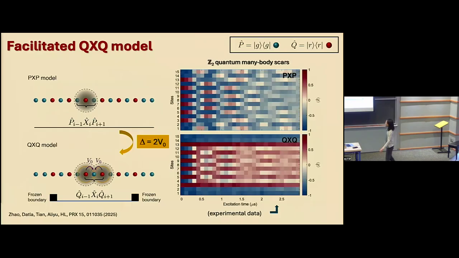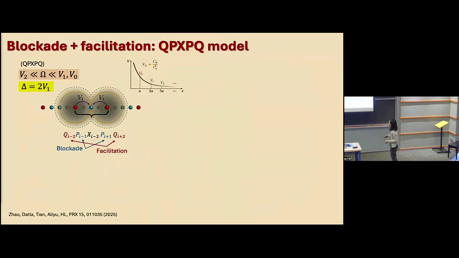But now immediately we run into a catch-22, right? It's actually non-trivial, it's impossible in fact, to have all these Rydberg atoms in a chain, precisely because you needed this Rydberg blockade to occur in order to realize the PXP model. Whereas in the QXQ it's actually trivial. So this starts to tell you that there's something interesting going on with the facilitation.